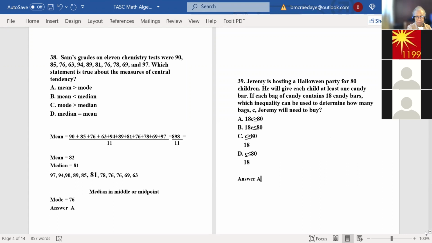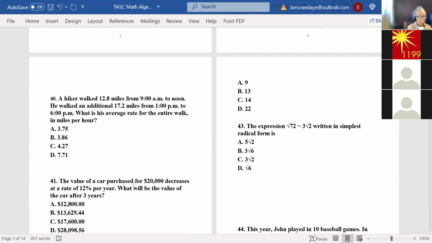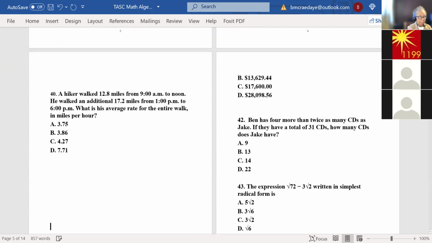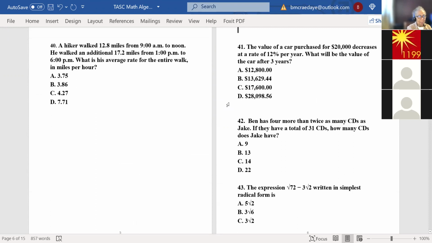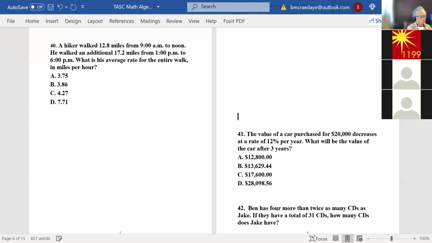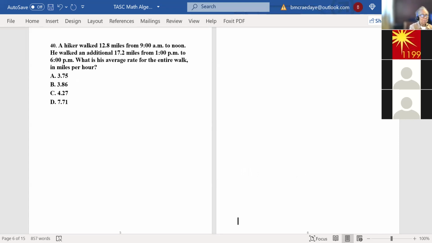All right, let's go to number 40. So solve number 40. A hiker walked 12.5 miles. He walked an additional 16 miles from 1 to 6. So a hiker walked, right?